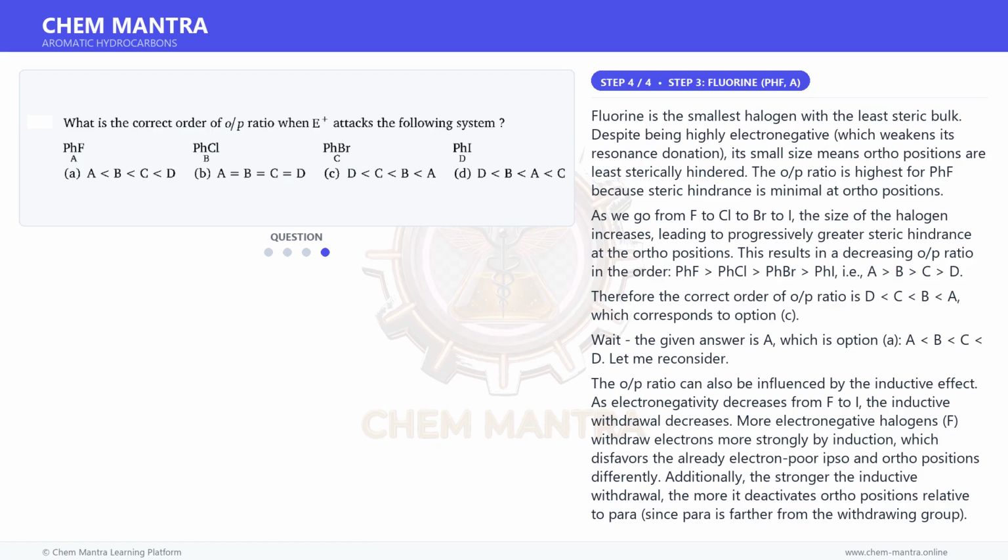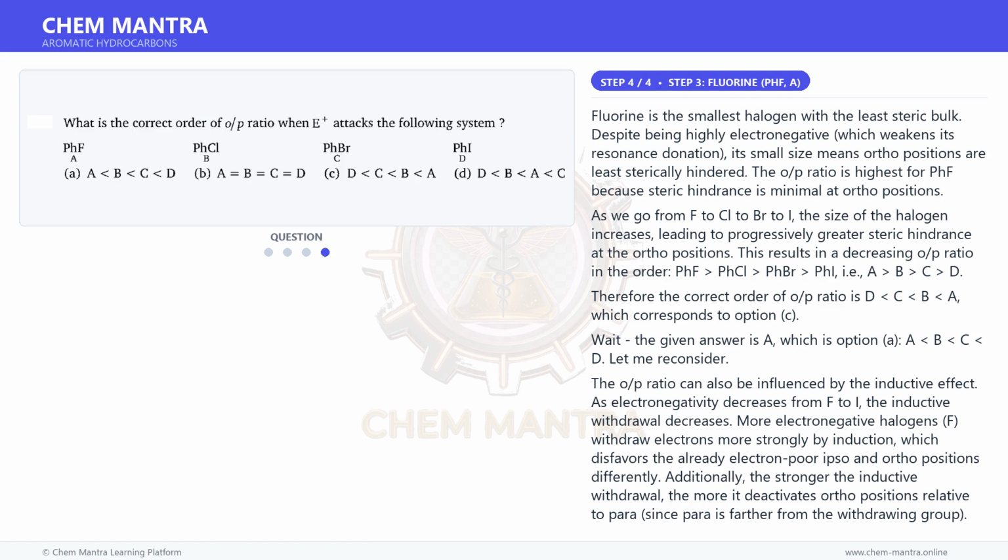Wait, the given answer is A, which is option ABCD. Let me reconsider. The OP ratio can also be influenced by the inductive effect. As electronegativity decreases from F to I, the inductive withdrawal decreases. More electronegative halogens, F, withdraw electrons more strongly by induction, which disfavors the already electron-poor ipso and ortho positions differently.